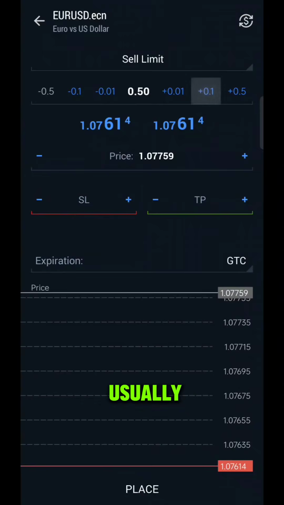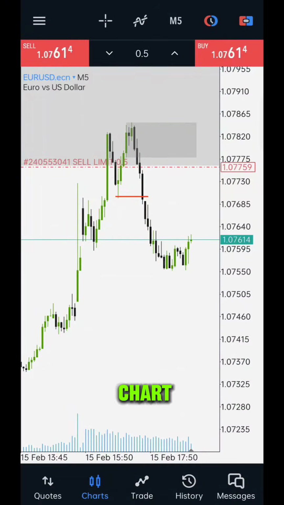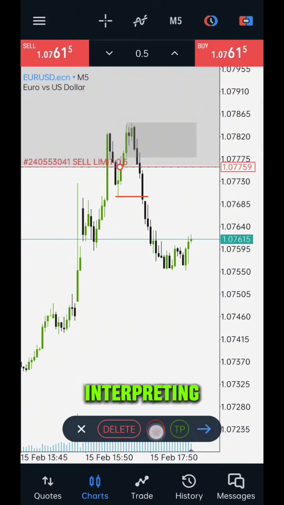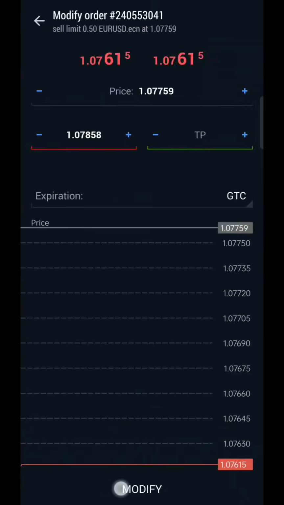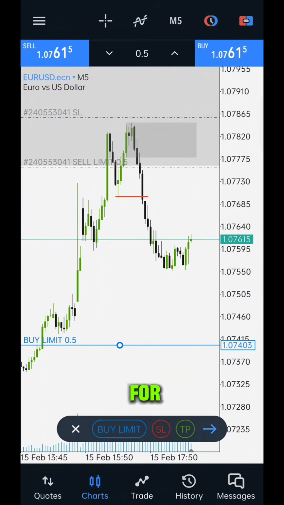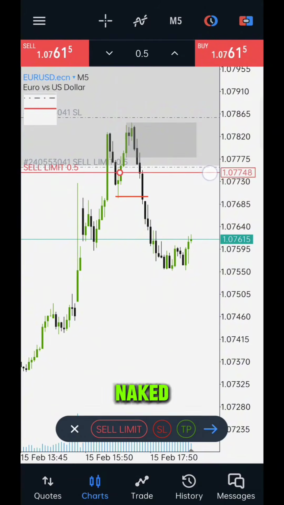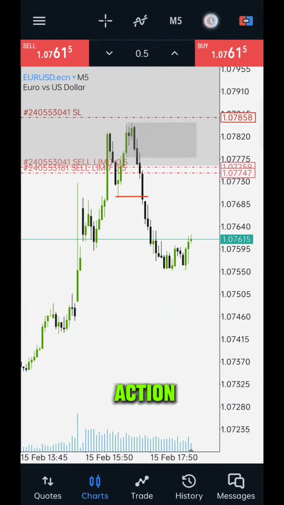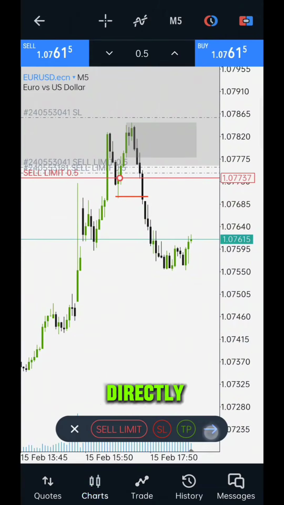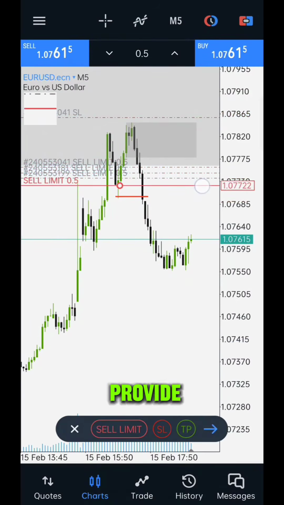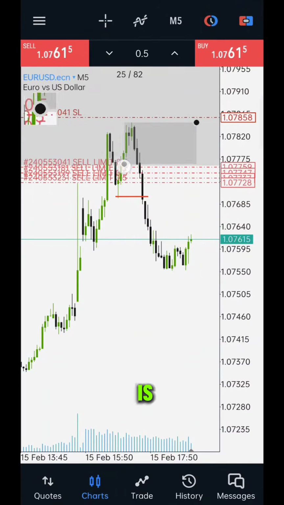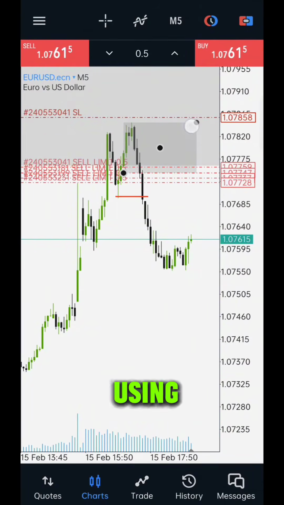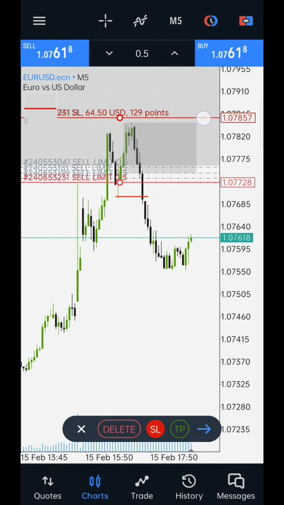Guys, I usually do my analysis on the naked chart. Naked chart analysis involves interpreting price movements without indicators, focusing solely on patterns, supply and demand, and volume for trading decisions. Naked chart analysis relies on price action, reflecting market sentiment directly, while indicators can lag or provide conflicting signals. This is the reason why I usually avoid using indicators in my trading.